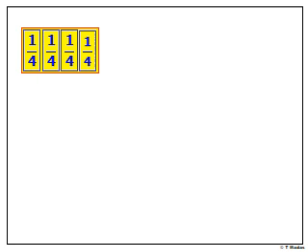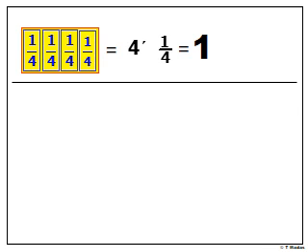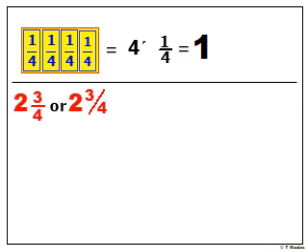Look, 1 over 4, 1 over 4, 1 over 4, 1 over 4. So how many 1 over 4s do we have? 4. So it's the same as 4 over 4, which is 1. 2 and 3 over 4, or 2 and 3/4, is exactly the same as 1 plus 1 plus 3 over 4.